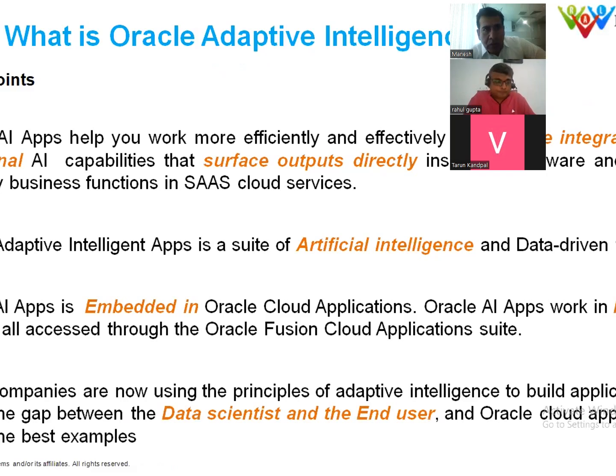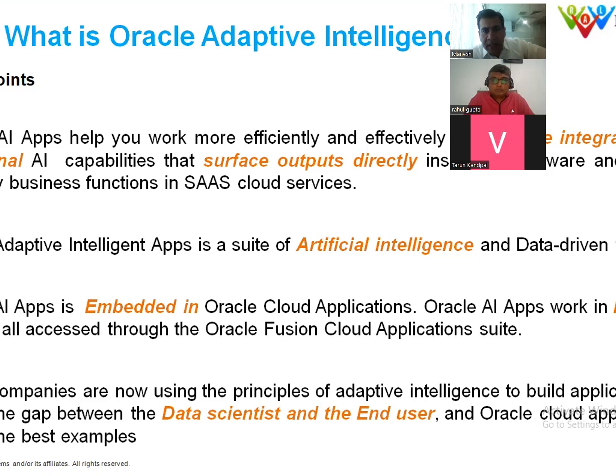Okay, guys. So this is Oracle Adaptive Intelligence, Oracle AI apps. So what Oracle has done in cloud, now they have given an integrated functionality in the SaaS model, which can be used as an Oracle AI. So you can see I have highlighted some terminologies. First is pre-integrated. So this is not a third-party application. It's already integrated in cloud, and it gives you the output directly from the application.